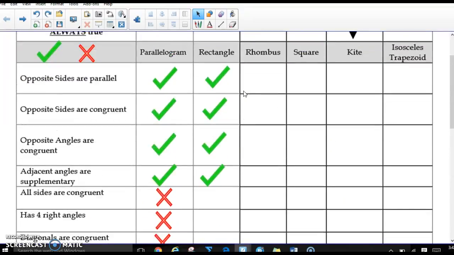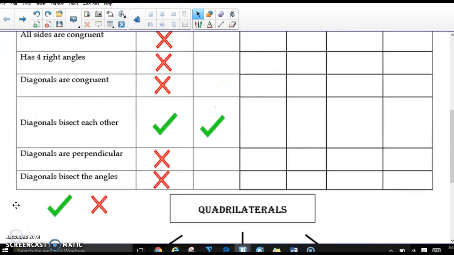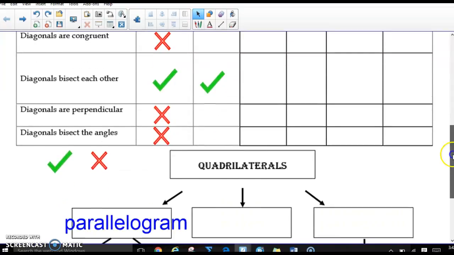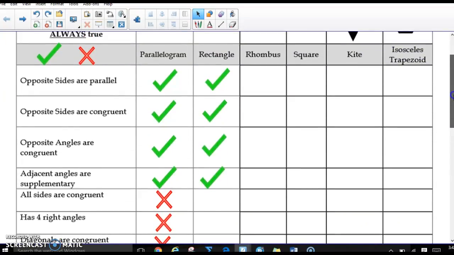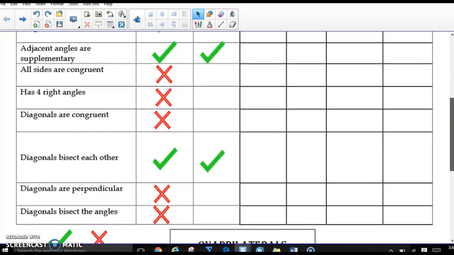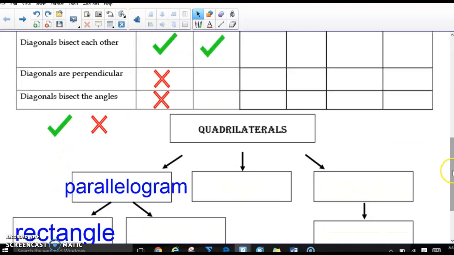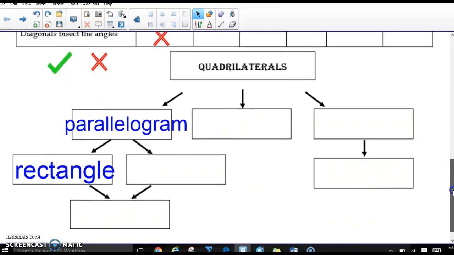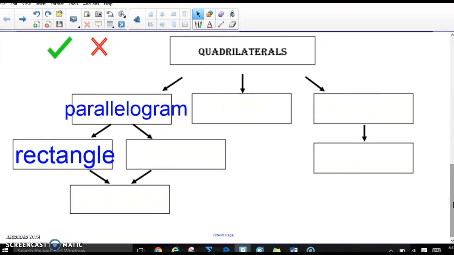Why don't you pause this and make your page look exactly like this one. Here's another check mark you should have. And these are check marks in the rectangle column. And if you notice, the check marks from the parallelogram are the exact same check marks that I have so far in the rectangle column. What's going to happen is some of the x's from parallelogram are also going to show up as check marks in the rectangle column. Here's why.